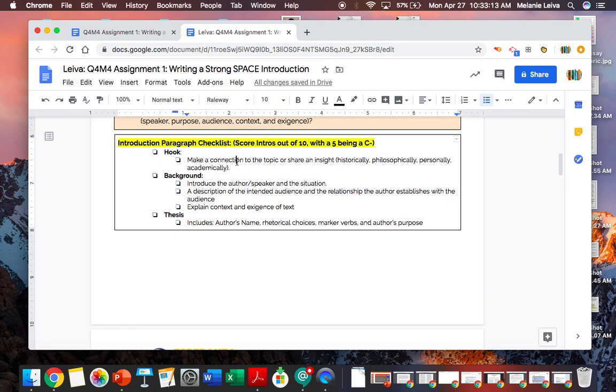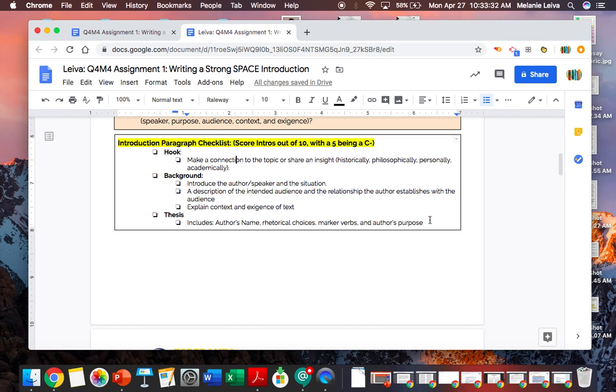Every introduction has to have a strong hook, background. This is where you're giving me that context: exigence, audience, speaker, purpose. That's all in this piece. And then your thesis, which includes the author's name, the rhetorical choices, the marker verbs, and the author's purpose.